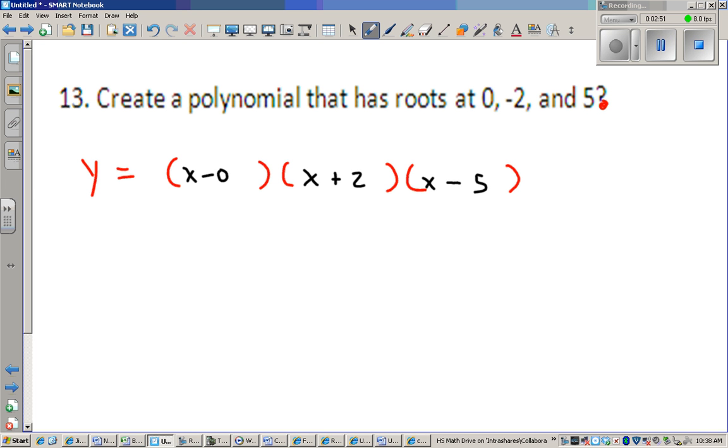So I chose x plus 2 because -2 plus 2 would be equal to 0. Roots and x-intercepts are the same thing. They're also called zeros of the function. And I chose x minus 5 because 5 minus 5 would be equal to 0.